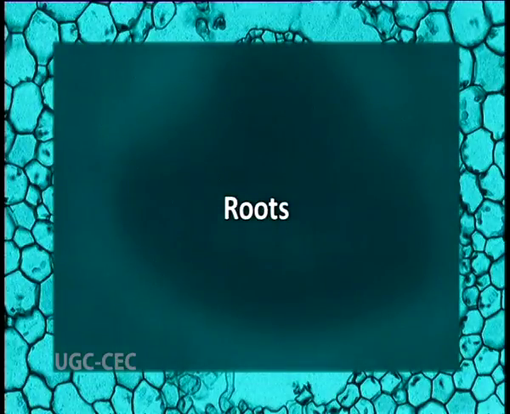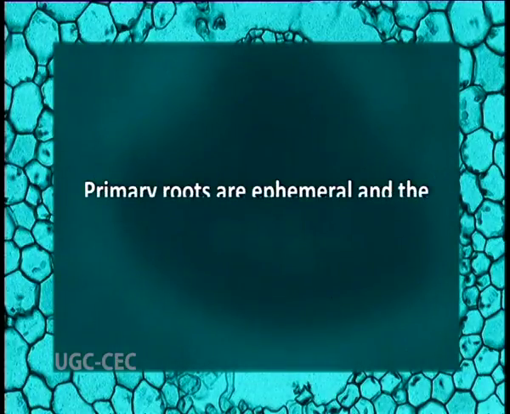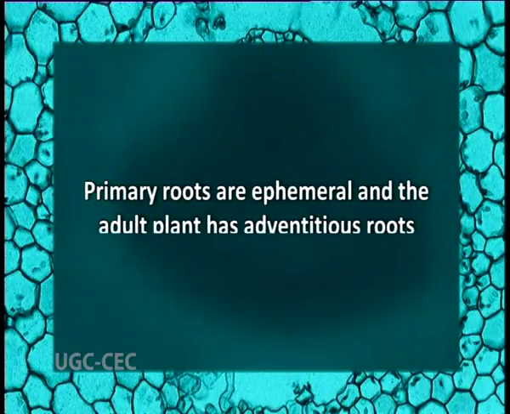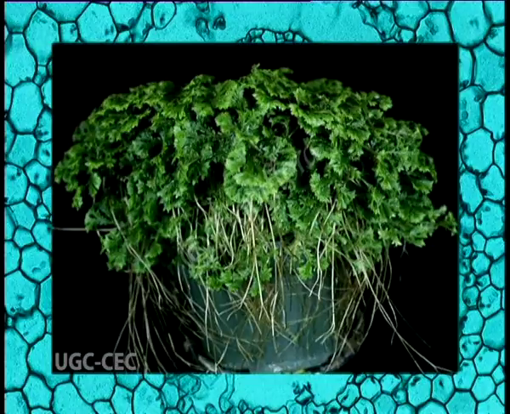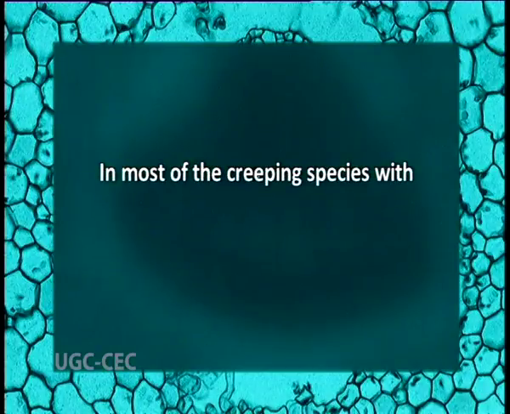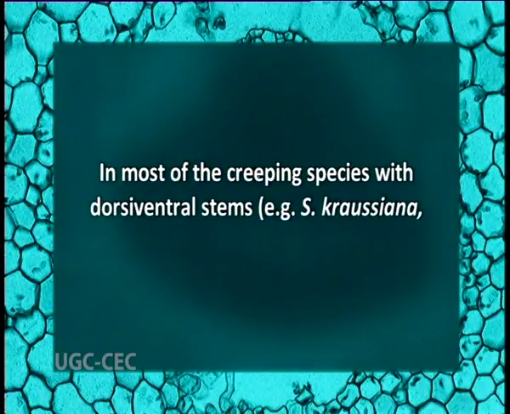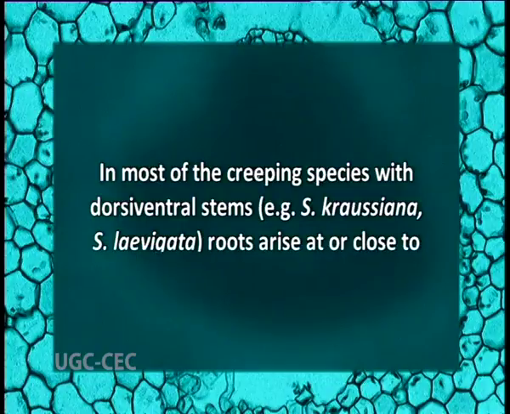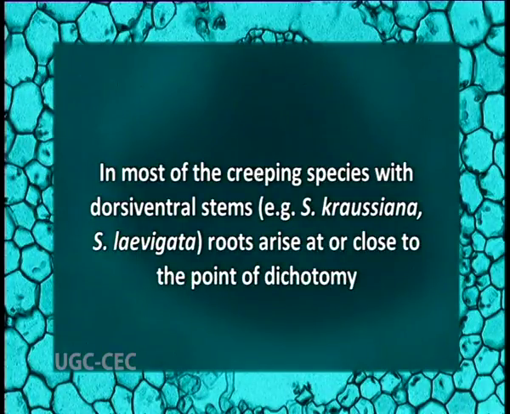Roots. Primary roots are ephemeral and adult plants have adventitious roots. The adventitious roots usually have specific locations in relation to stem dichotomies. In most of the creeping species with dorsiventral stems, for example Selaginella cruciani, Selaginella levigata, roots arise at or close to the point of dichotomy.